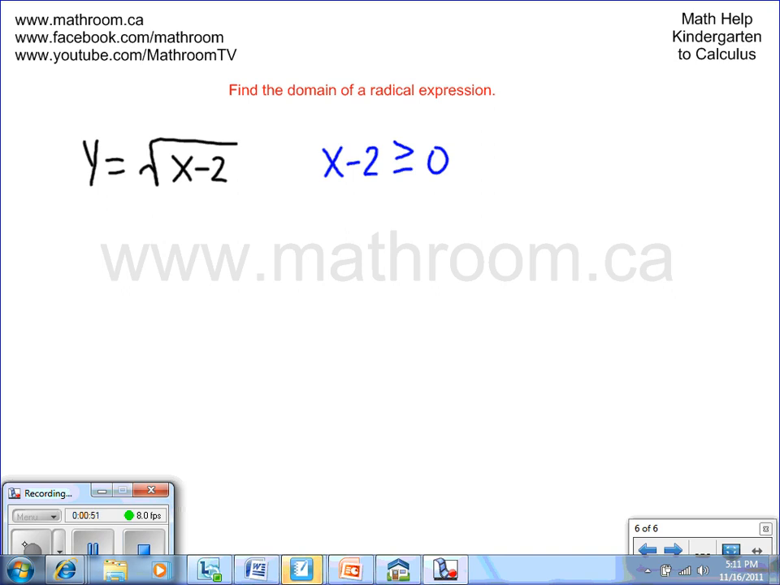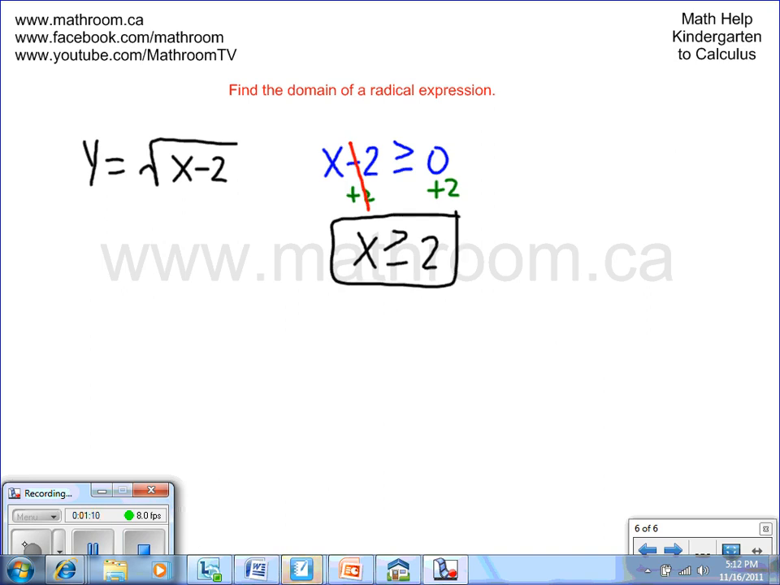Let's isolate x, so if we add 2 to both sides, 2 minus 2 is 0. So we have x is greater than or equal to positive 2. Okay? These are all the values of x.